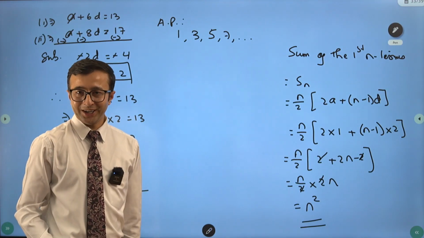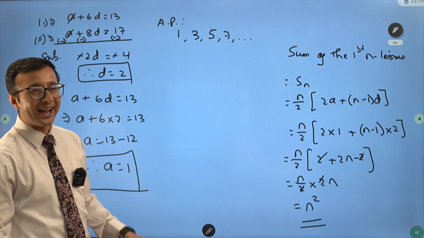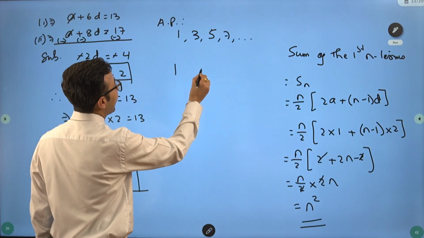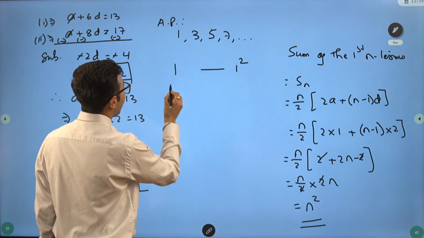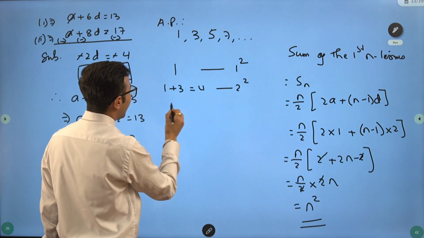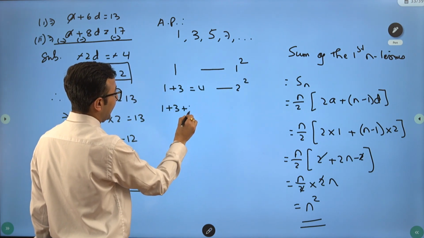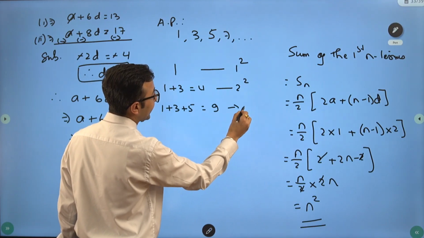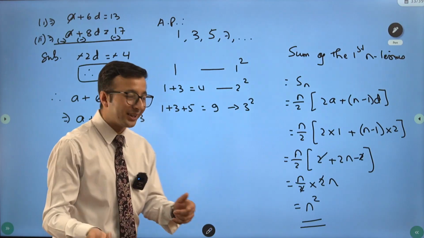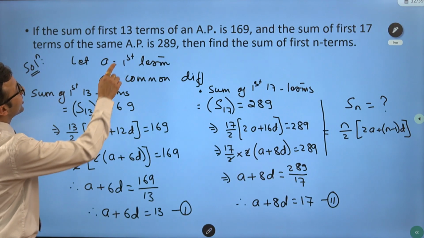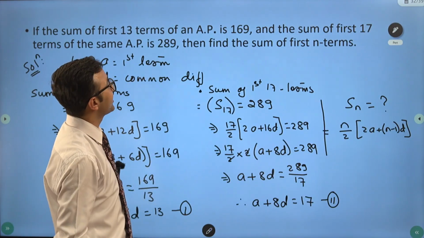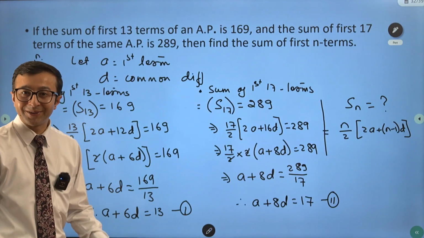So what is the importance and beauty behind this set of numbers? If you have only one number, this is 1 square. If you take 1 and 3, it gives us 4, that is 2 square. If you take the first 3 numbers, it will be 9, that is 3 square. So if you want to add n numbers, this will be n square. That's why, look here, the sum of the first 13 terms is 13 square, 169. The sum of the first 17 terms is 289, that is 17 square.